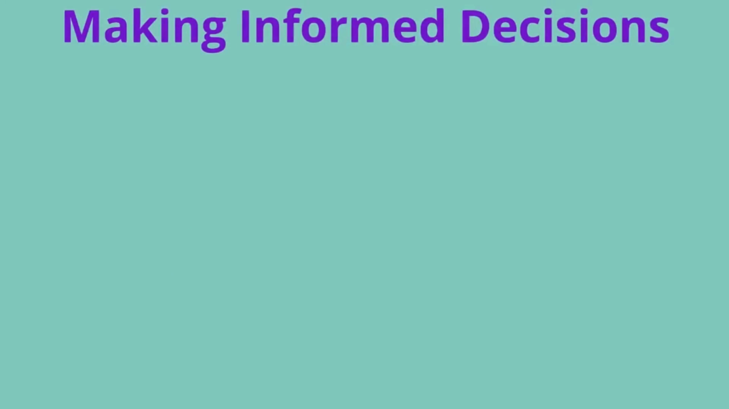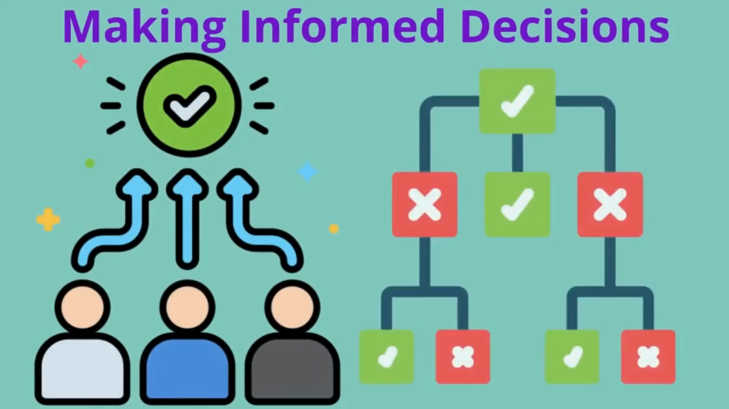Number 6, making informed decisions. In order to make informed decisions, Agile project management relies on data and feedback. To improve future iterations, team members collect data on their progress and measure outcomes.